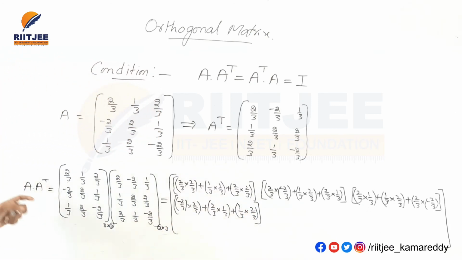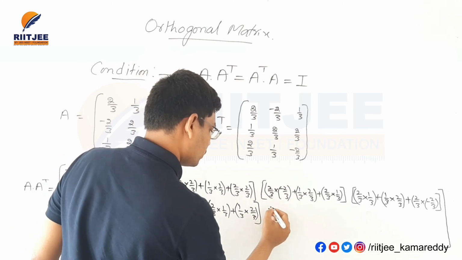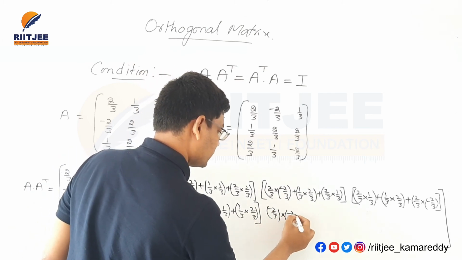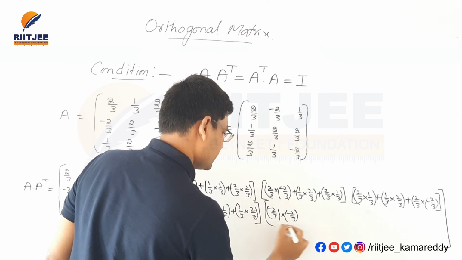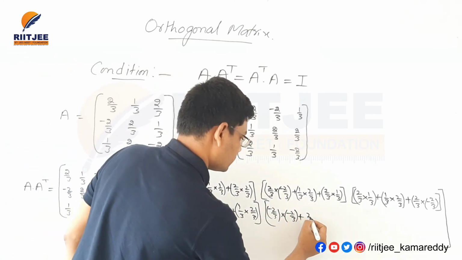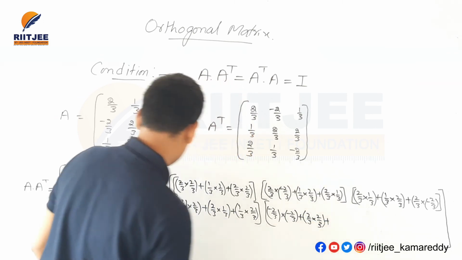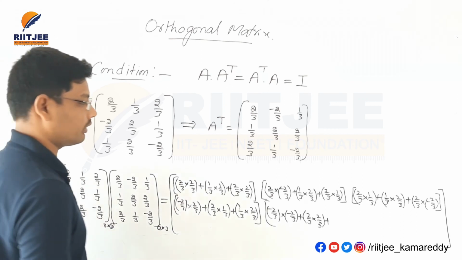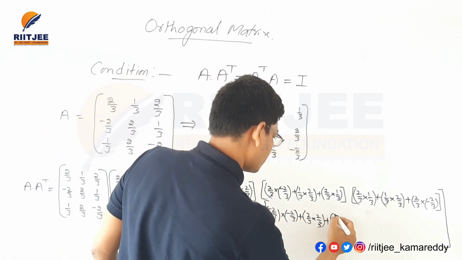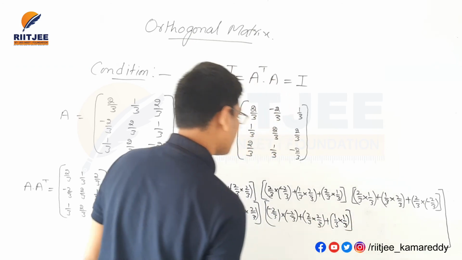Next, A22. Minus 2 by 3 into minus 2 by 3, plus 2 by 3 into 2 by 3, plus 1 by 3 into 1 by 3. This is all about A22.